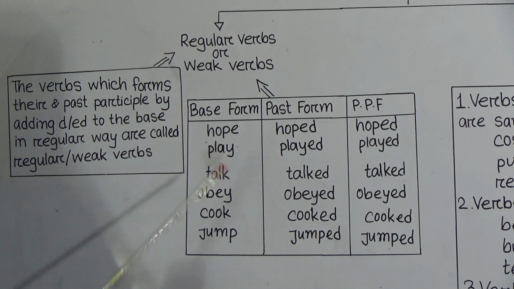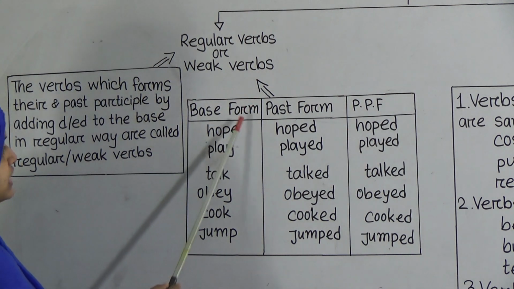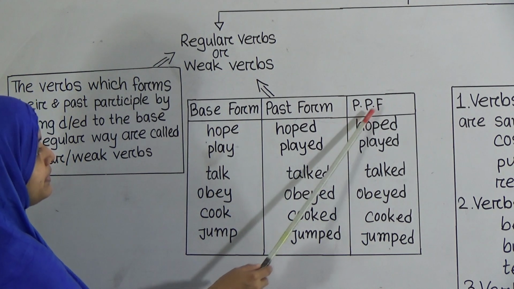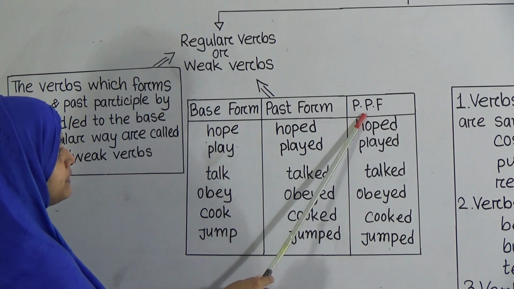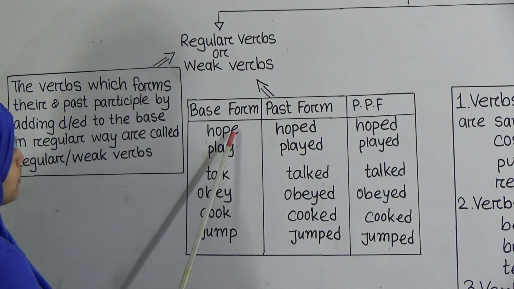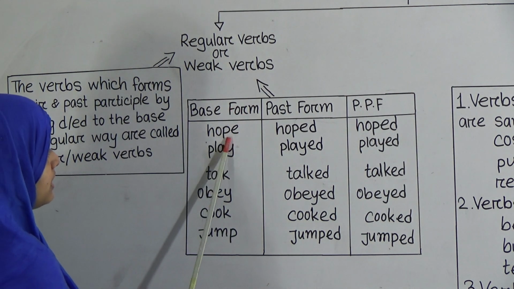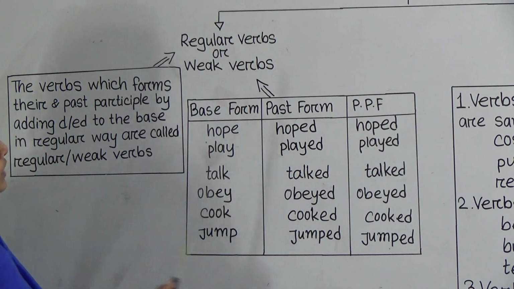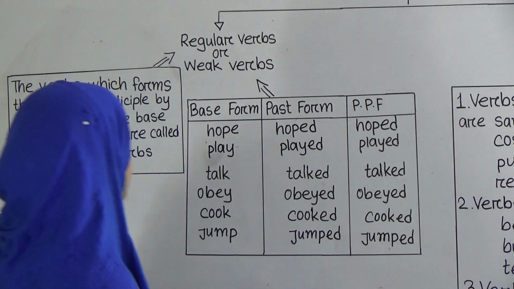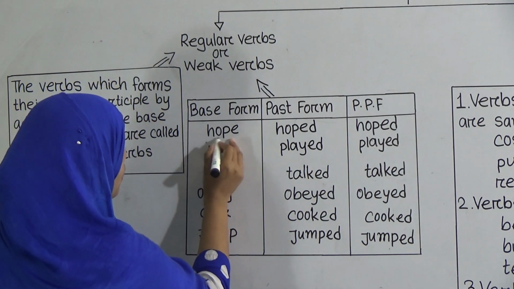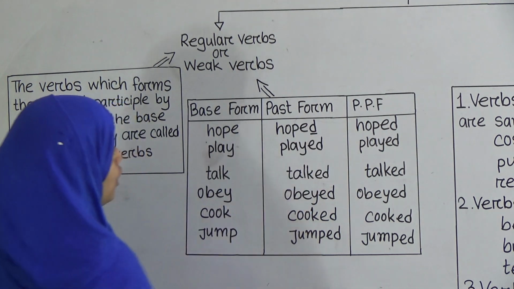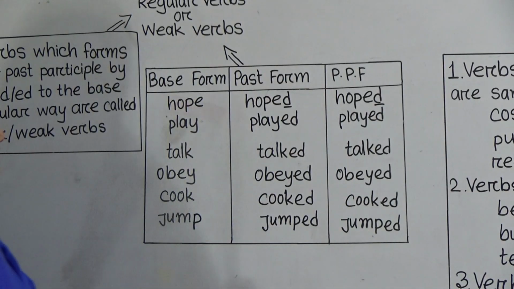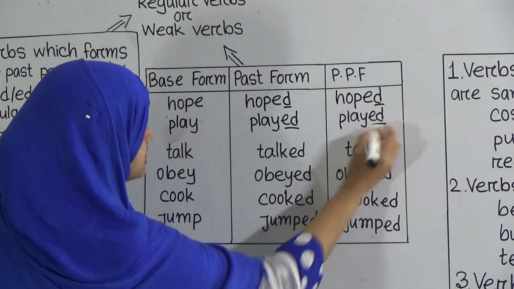Look, we know there are three forms of any verb: base form or present form, past form and past participle form. I have written here in short PPF. You know, PPF means past participle form. So look, the base form of hope, this is base form, and past form is hoped. Past participle form is also hoped. Students, here we have added ed with the verb. Look, the word hope, we have added d, hoped, and same in past participle form. Play, we have added ed in past form and past participle form.